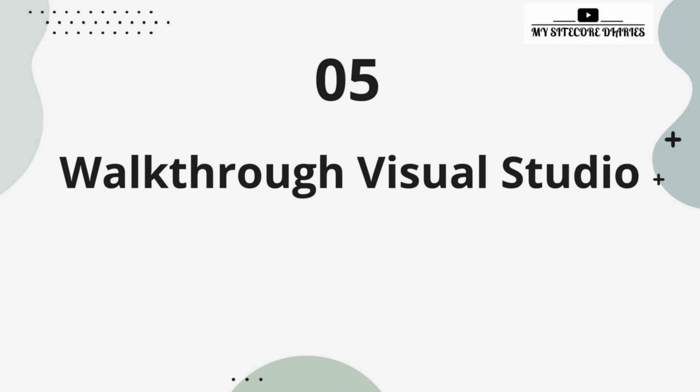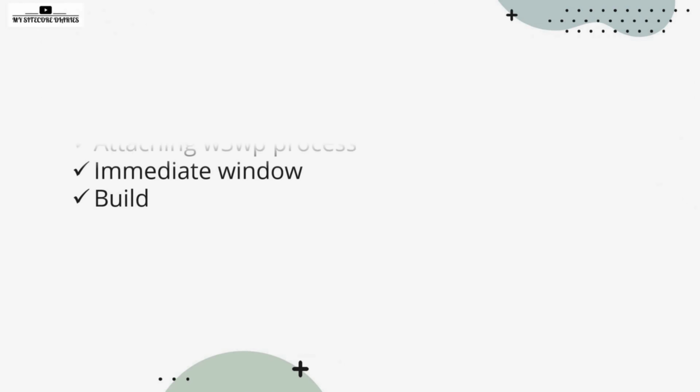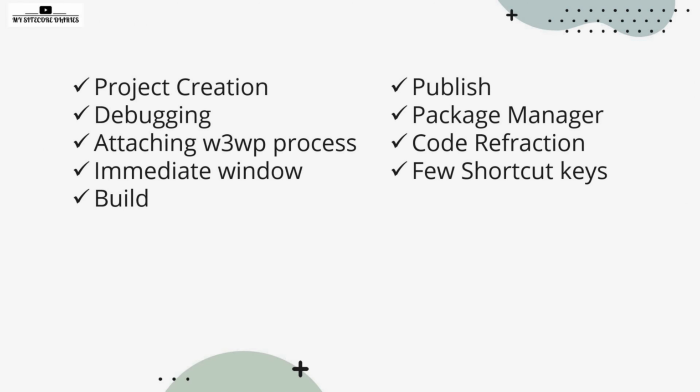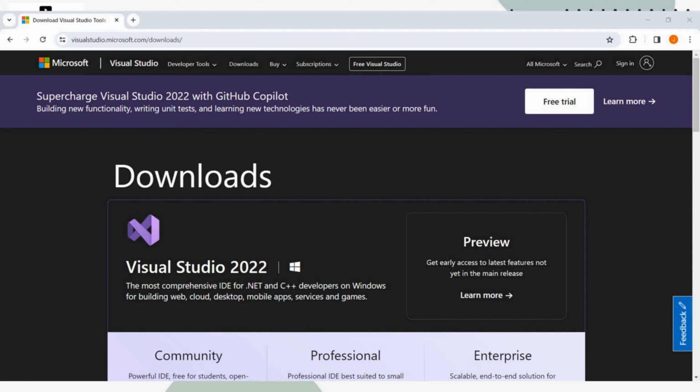Okay. So now we will walk through Visual Studio. I will show you some key features which we will cover, like project creation, debugging, attaching the W3WP process, how to use the Immediate window, building the code, publishing the code, package manager. Then you can see code refactoring and a few shortcut keys which we can use. Okay, so let's go to my screen, and we will see how Visual Studio works.